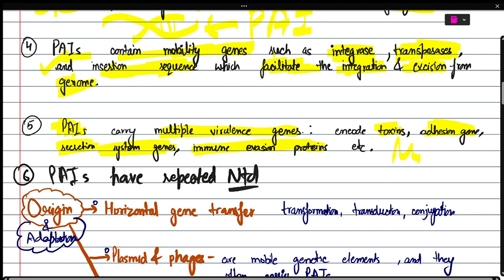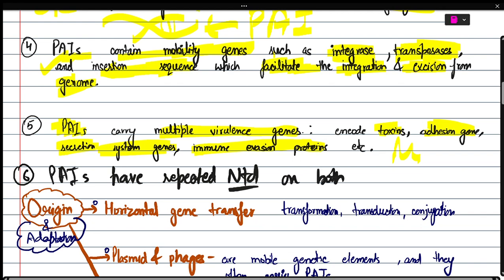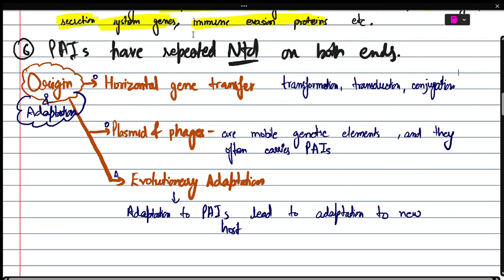Okay, nucleotides on both ends. Like if this is the PAI, then it will end like A, T, T, T, T, T, or instead U, whatever. Okay. So these repeated sequences are also found at the ends of the PAIs, Pathogenicity Islands. Now here is the next point, which is origin and adaptation. Okay, these two are common.